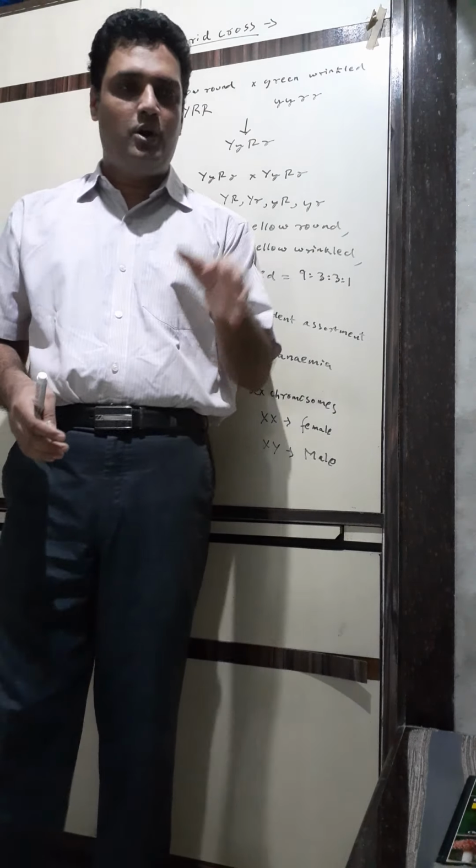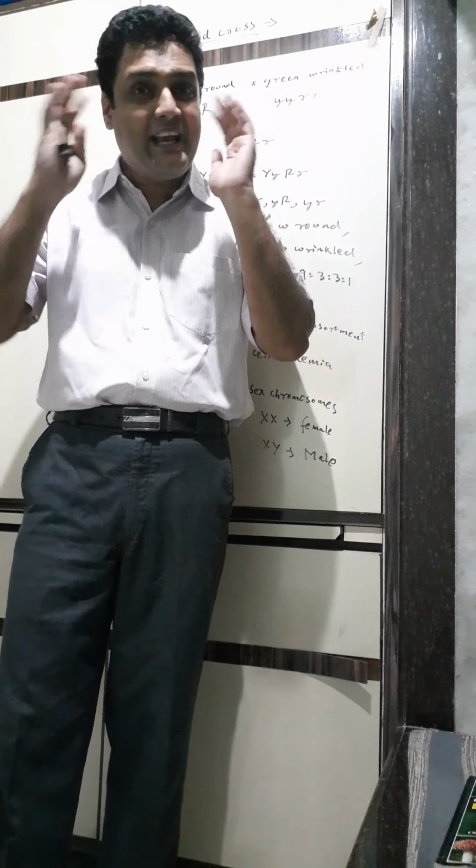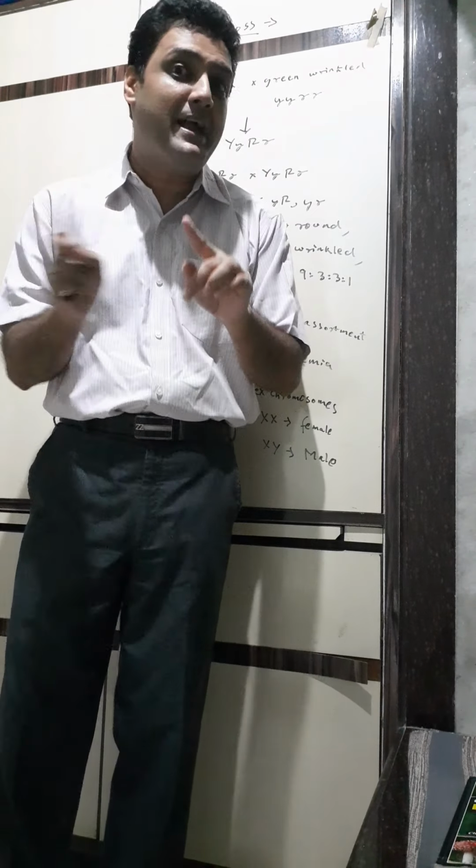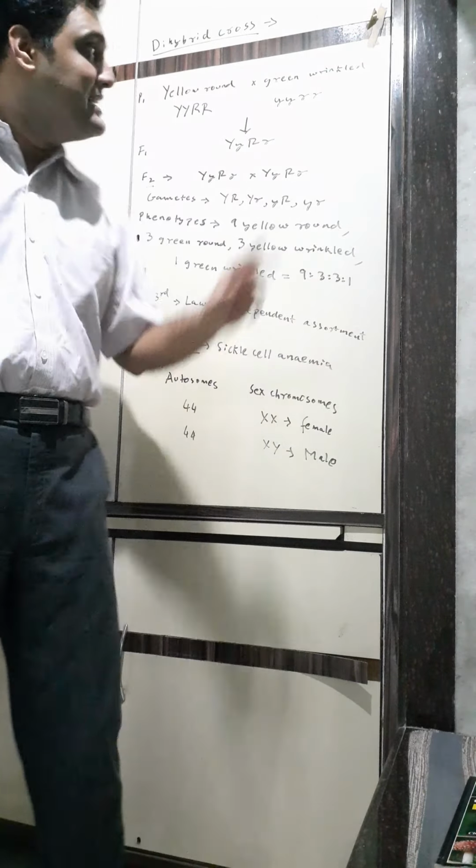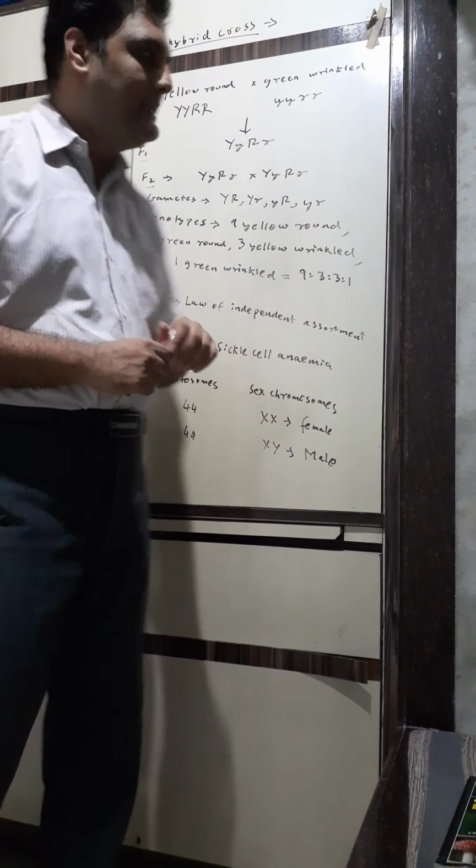First case we saw tall and dwarf. We only considered tallness and dwarfness. So one pair of opposites. So monohybrid cross. Second case, let's see what Mendel did.